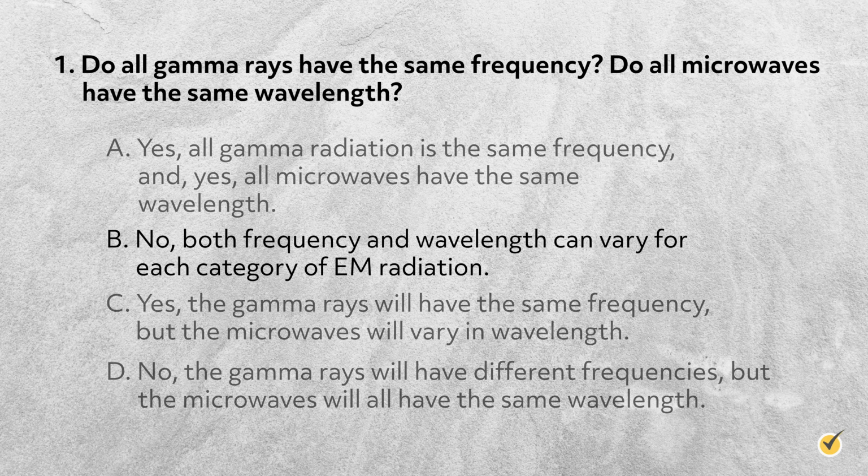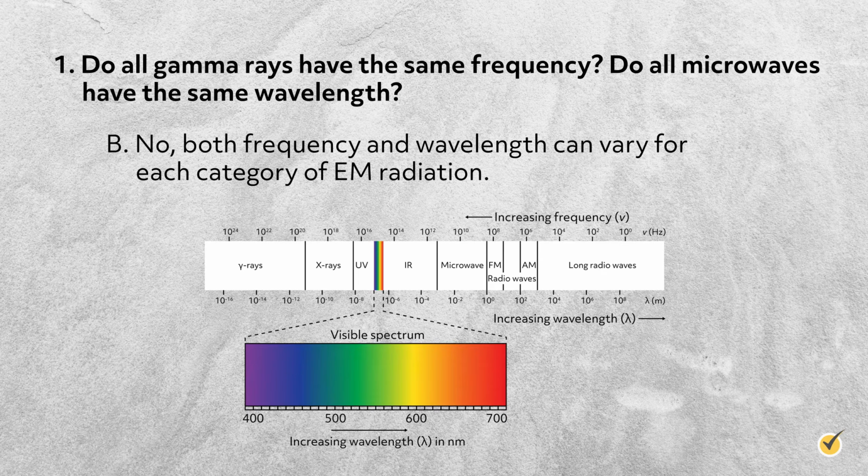The correct answer is B. Each category of electromagnetic radiation encompasses a range, and over that range, both the frequency and wavelength will vary. However, as the wavelength increases, the frequency must decrease.